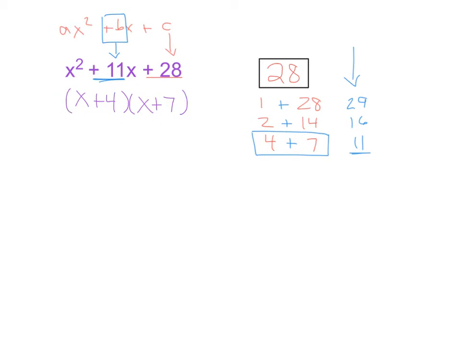We now have the factors that we started with on the previous screen. If, again, we FOIL it, we'd get x squared plus 7x plus 4x plus 28, right? Then we would combine the 7x and the 4x, which is 11x, and you'll notice that that is our quadratic expression right there. So our answer is x plus 4 times x plus 7. We have factored the quadratic expression.